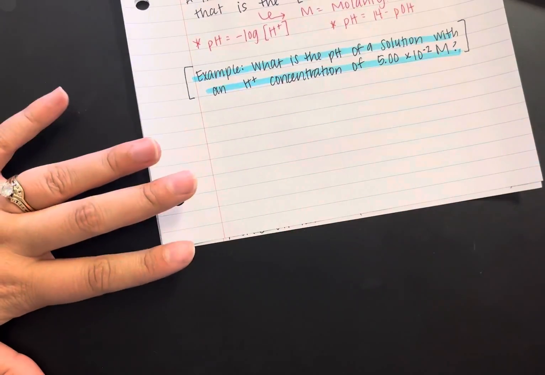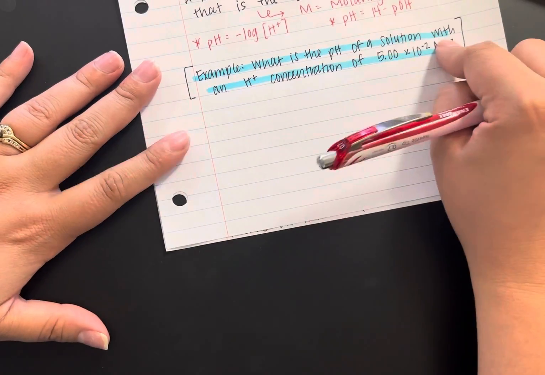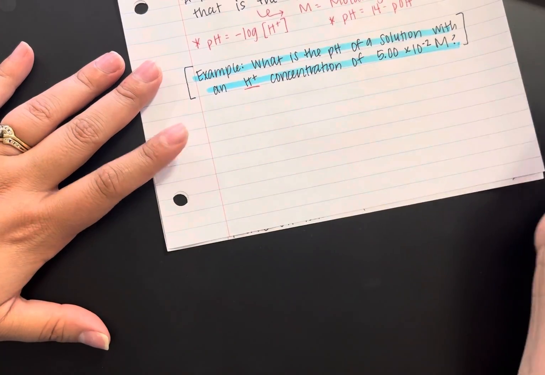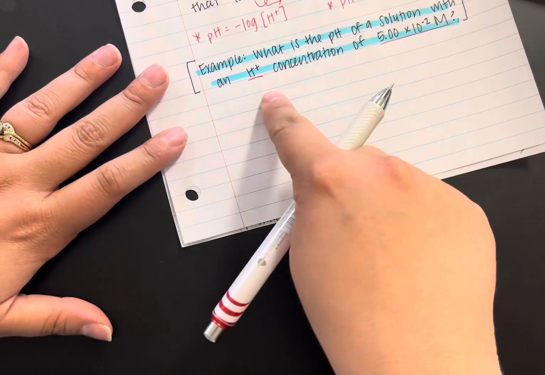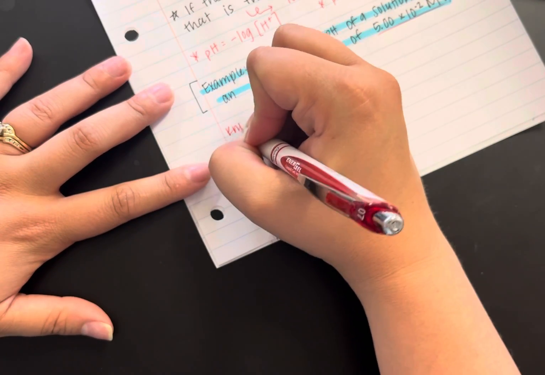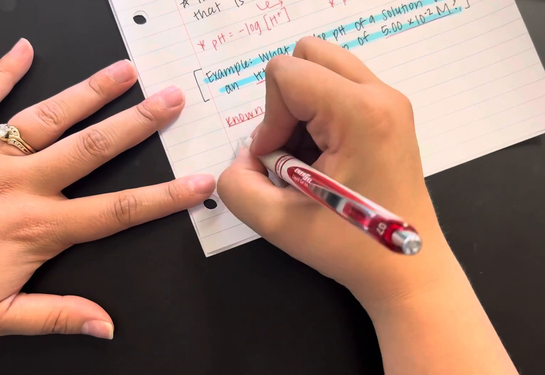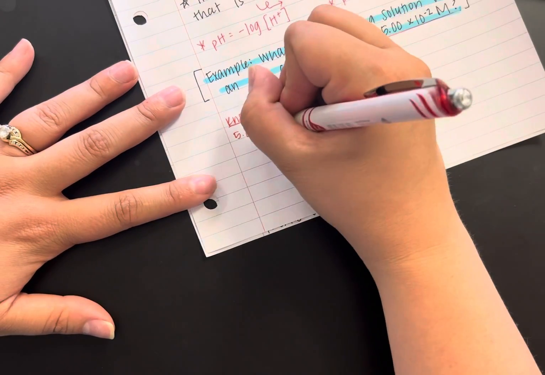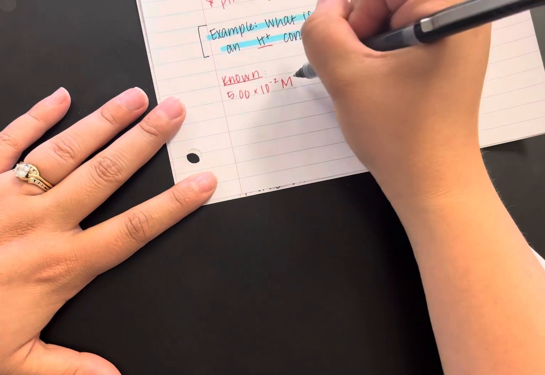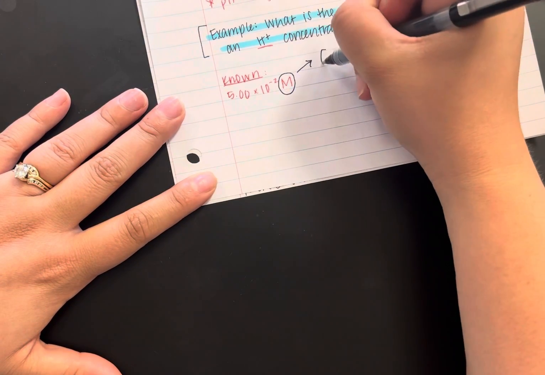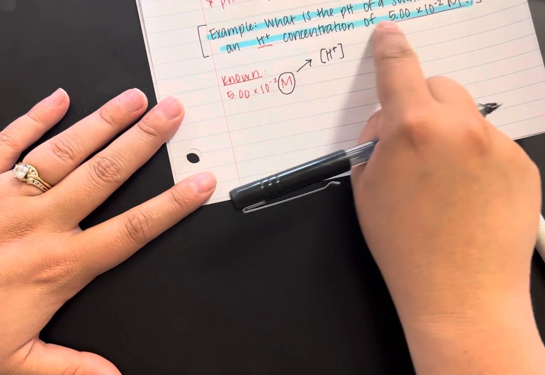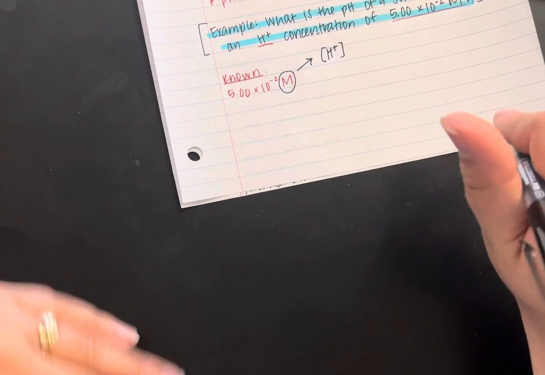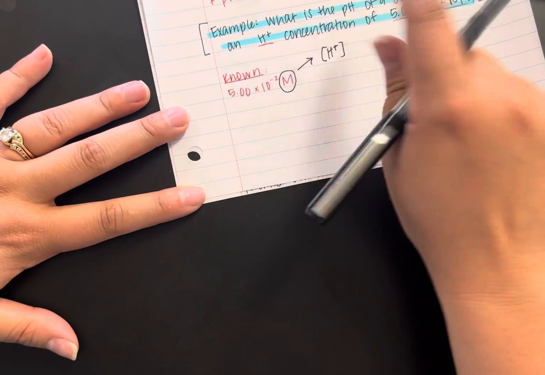So this is our example. It says, what is the pH of a solution with an H+ concentration of 5 times 10 to the negative 2 molar? Reminder, start with what you know. What do I know from this problem? I'm given 5.00 times 10 to the negative 2. And right off the bat, I see a capital M. That means that this is going to be my hydrogen ion concentration. And it also blatantly says it, hydrogen ion concentration of this.